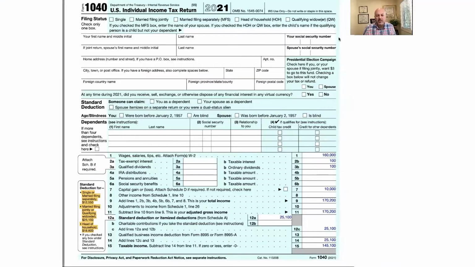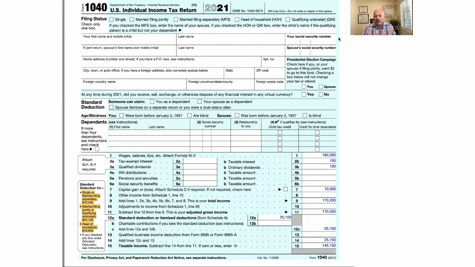And you can choose whether or not you want to take the itemized deduction or the standard deduction, but you can't take both. Okay, so let's look at the standard deduction first and see how that's calculated and how that affects your taxable income. Let's look at a sample tax return, a 1040. And in this case, we'll assume you have wages of $160,000. That would be on line 1. And then you have interest income of $100. You have dividends of another $100, and then you have capital gains of $10,000.